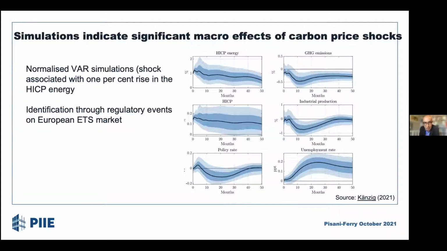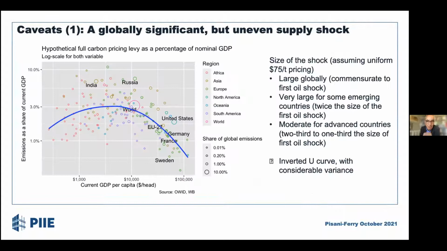The evidence of an effect of this sort is also provided by some econometric estimates of the impact of changes in the price of carbon. I'm quoting here a recent paper by Diego Känzig, looking at the impact of changes in the ETS market triggered by EU regulation, and he finds a significant macro effect.